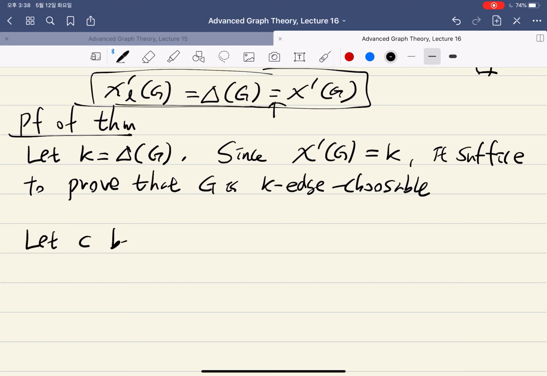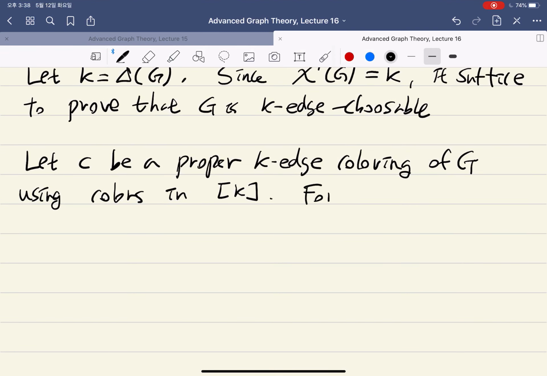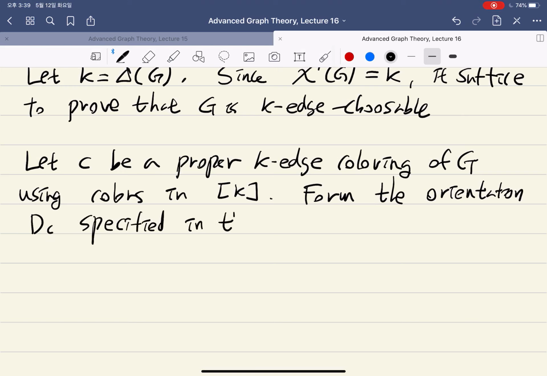So let C be a proper K-edge coloring of G using colors in bracket K. So all the colors are between 1 and K. And from this edge coloring, we form the orientation DC specified in the previous lemma.